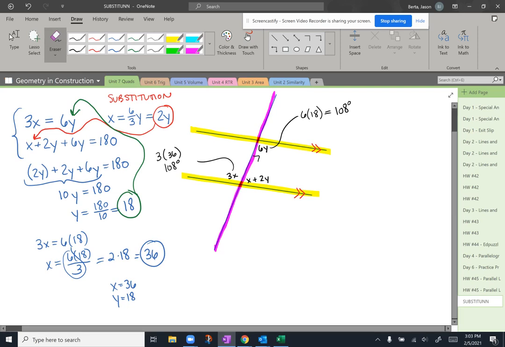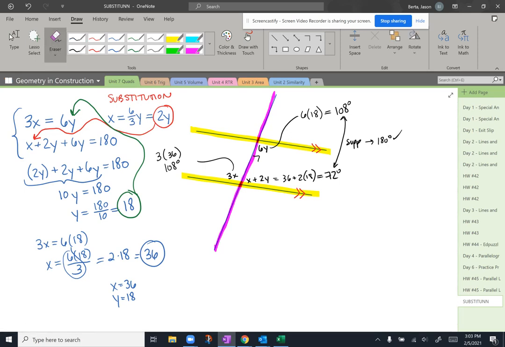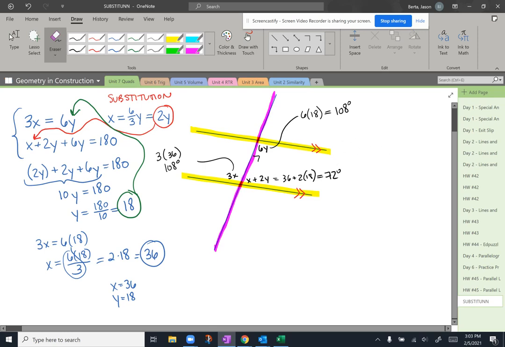And then the third check that I can do, I can put a 36 plus 2 times 18, and that is 72. And I see that these two angles here are supplementary, right? They add up to 180 degrees. So I know that I have done my algebra correctly because those rules are still in place. So that's how you solve a problem similar to number 5 on homework 45.